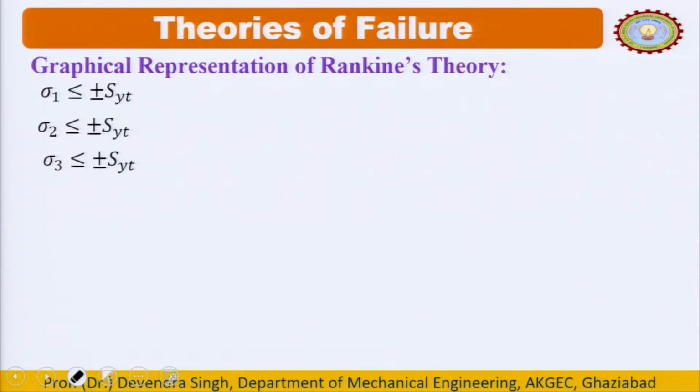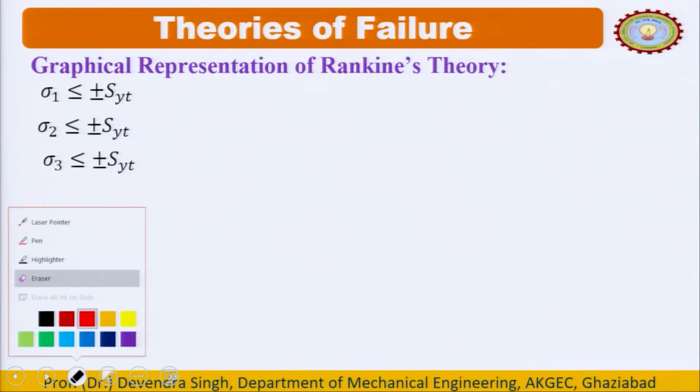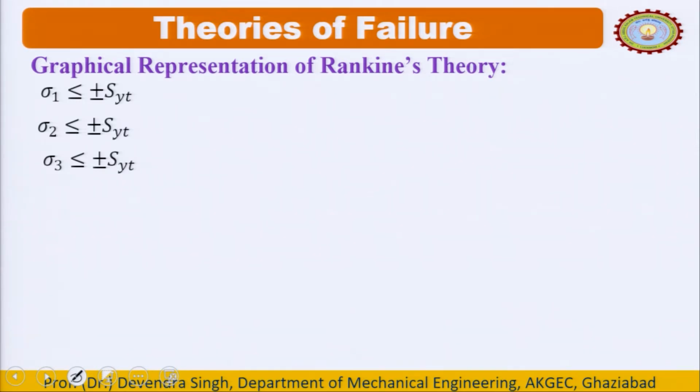So, here it is assumed that the S_yt in tension must be equal to S_yc in compression. This is an assumption. I have assumed that the material is such that its yield point in tension or yield point in compression is the same. So, I will write in place of S_yc, minus S_yt. So, this is there.